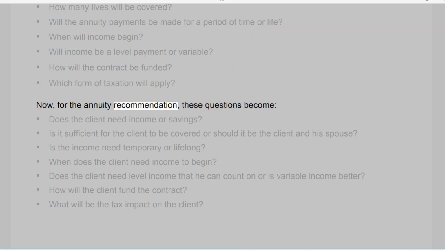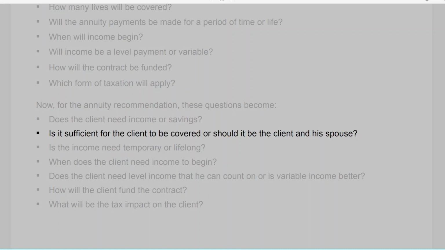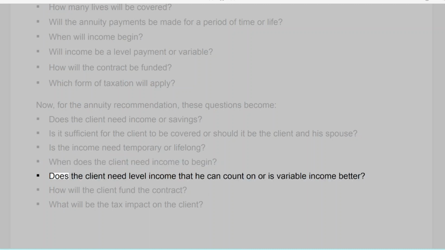Now, for the annuity recommendation, these questions become: Does the client need income or savings? Is it sufficient for the client to be covered, or should it be the client and his spouse? Is the income need temporary or lifelong? When does the client need income to begin? Does the client need level income that he can count on, or is variable income better? How will the client fund the contract? What will be the tax impact on the client?